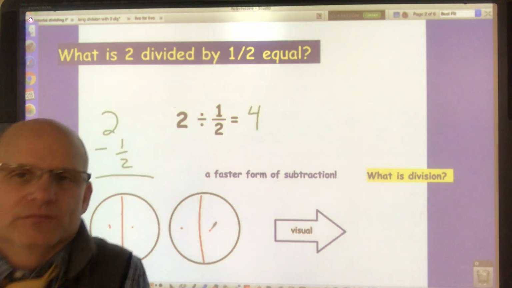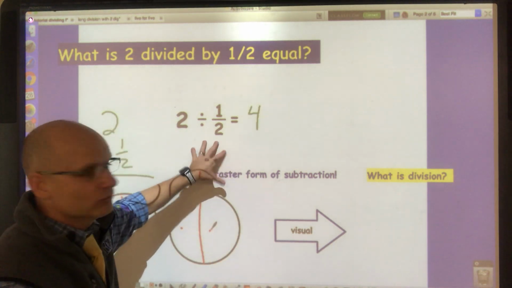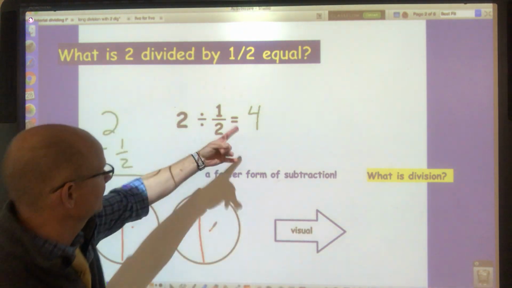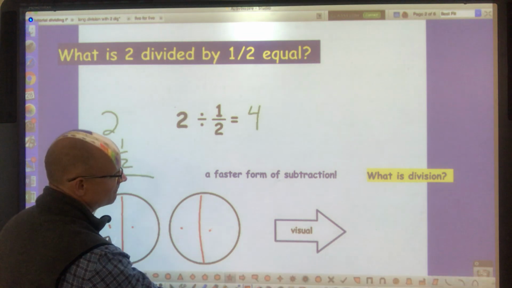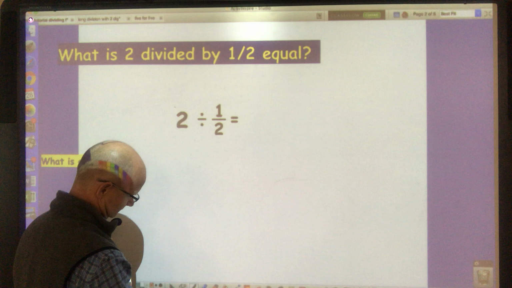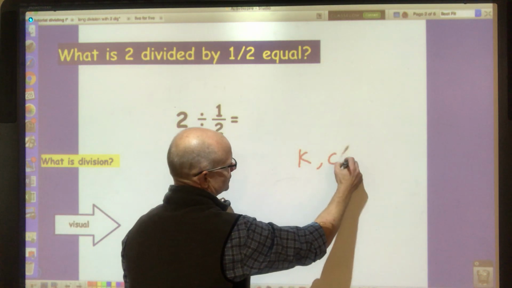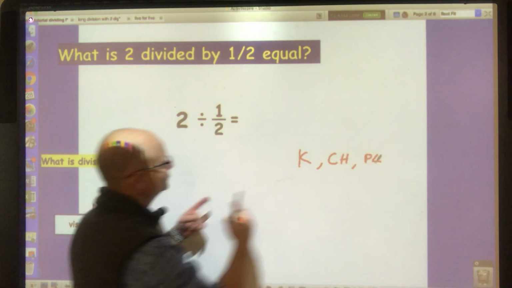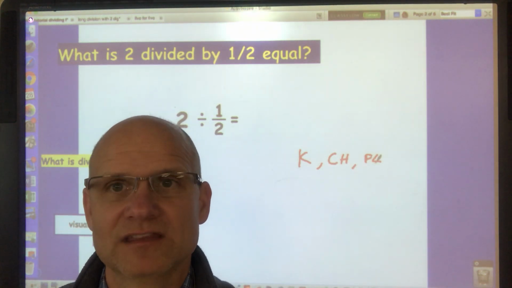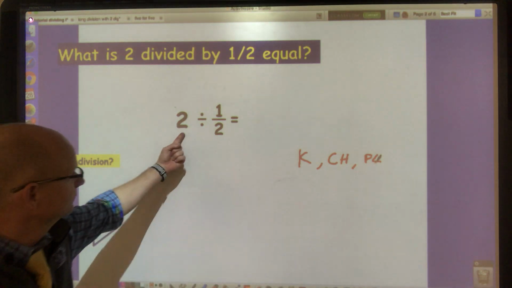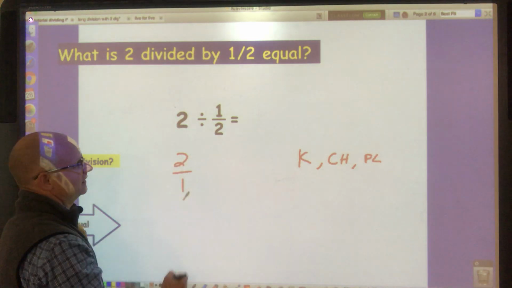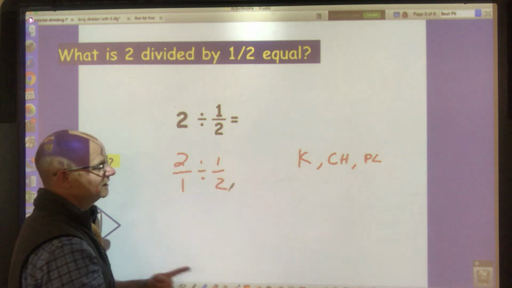So now, how do you do that when you're solving this problem and it involves division? How do you get 4? Where does 4 come from? Well, remember, the guy said keep, change, flip. First thing you have to do, before you do the keep, change, flip process, is make sure everything is a fraction. So you see that 2? Change that to a fraction. You can change 2 to 2 over 1. Then do keep, change, flip.